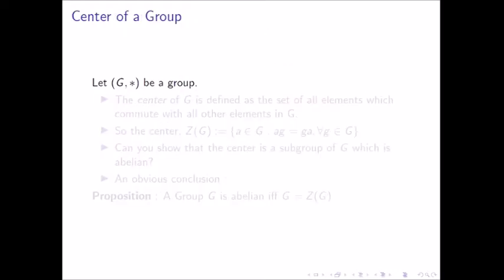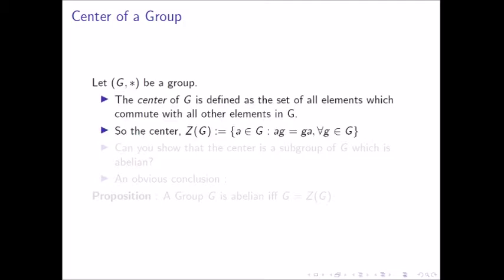So now let's look at a special subgroup of G called the center. The center of G is defined as the set of all elements which commute with all other elements in G. So the center, denoted as Z(G), is defined as the set of all a in G such that ag is equal to ga for all g belonging to G. Can you show that the center is a subgroup of G which is abelian? See, the abelian part is not difficult, as these elements in Z(G) commute with all elements in G, so they will also commute with all elements in Z(G). But the challenge over here is to show that it's a subgroup. Try it out. We'll try to do this in another way after a few slides.